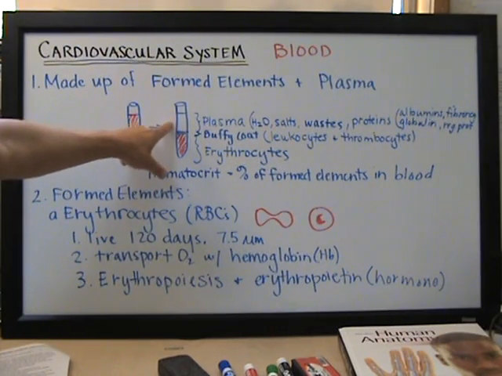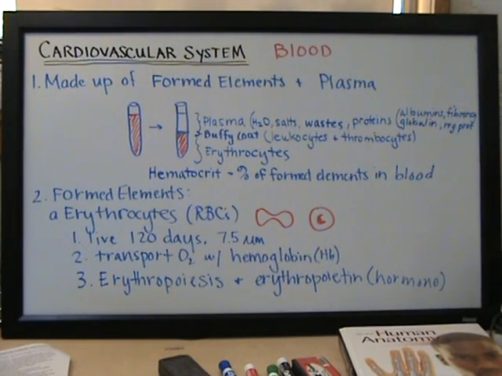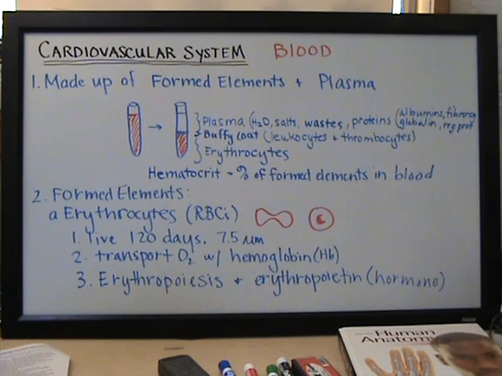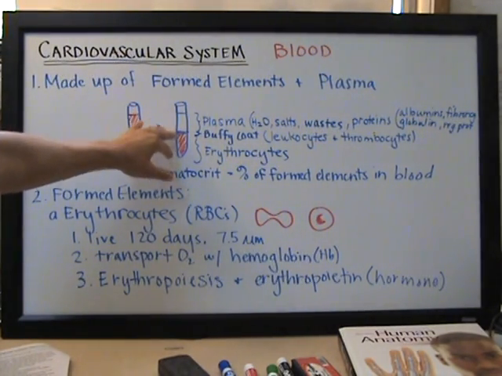The upper portion here is made up of plasma. Now plasma is like 90% water, so mostly water. It's got salts dissolved in it, waste. It's got proteins, plasma proteins. The albumins are plasma proteins, fibrinogen, important for clotting, globulins, and regulatory proteins, enzymes and hormones are all part of this clear portion called the plasma.